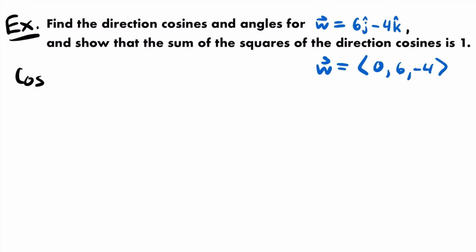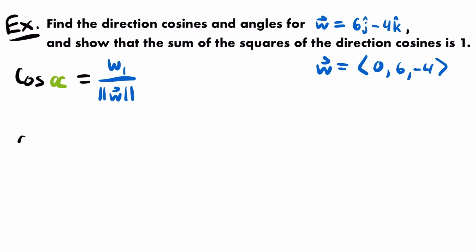We'll have cosine of alpha, which represents the angle that our vector makes with the positive x-axis. That will be equal to the x component of our vector divided by the magnitude of that vector. All right, so if we're looking for the angle that our vector makes with the positive x-axis, we want to use the x component in that formula and divide it by the magnitude of that vector. All right, so that's our first direction cosine.